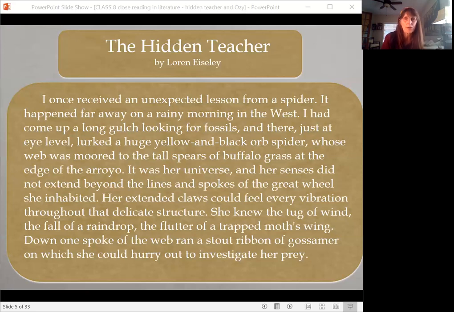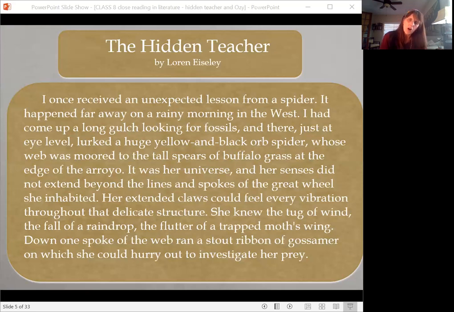Now this web we're talking about is her universe. Her senses, the spider's senses, don't extend beyond the lines and the spokes of that great wheel she inhabited. A great wheel sort of connotes this vastness of universe. It's a wheel, it's a roundness, a circularness through which there's a hub at the center and spokes that run out, very similar to a web. So we've got that analogy, this metaphor, that we have this image in our minds, and a parallel between the web and the universe that we live in.